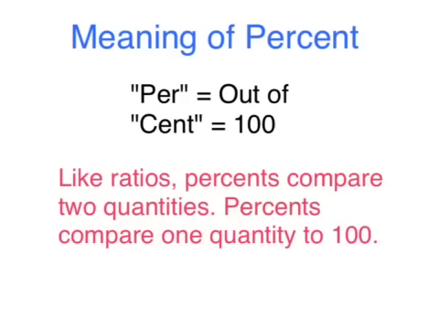So the word percent, broken up into two parts. Per means out of, and cent means 100, right? Other words you can think of that use cent would be like century, 100 years, centipede, 100 legs. 1 cent is 1/100th of a dollar.